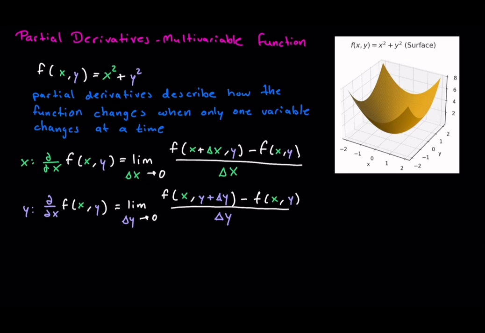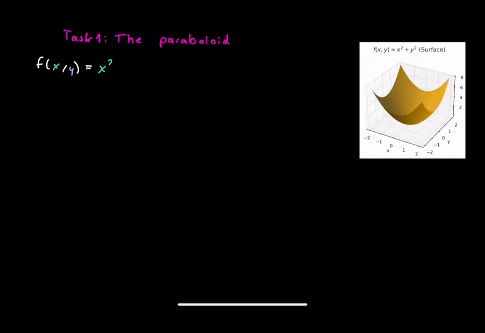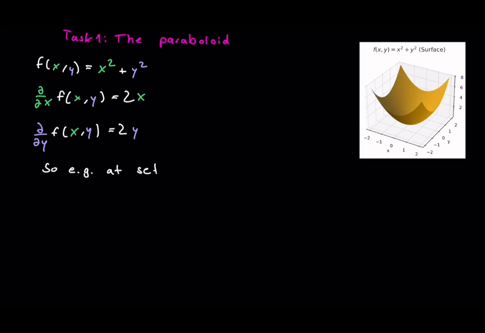Geometrically, you're slicing the surface with a plane parallel to either the xz plane or the yz plane and taking the slope of the slice at the point. Let's warm up with a classic, f of x, y equals x squared plus y squared. Then the partial with respect to x is 2x, and the partial with respect to y is 2y. At the point (1, 2), that gives f sub x equals 2 and f sub y equals 4.